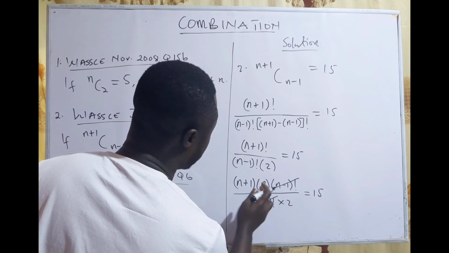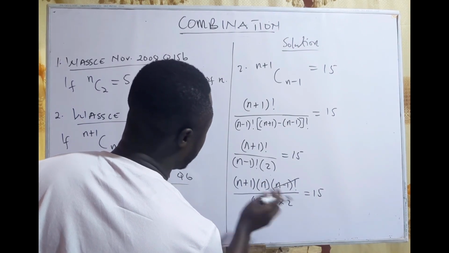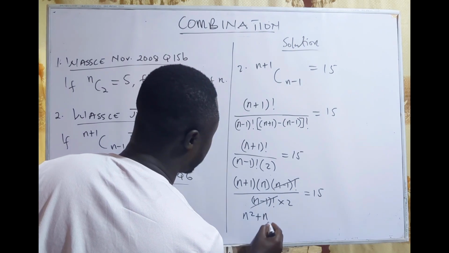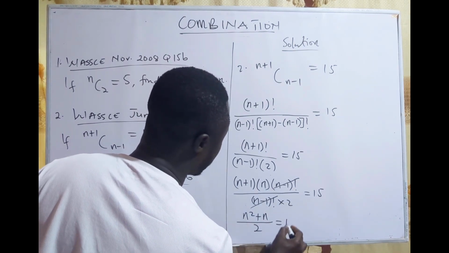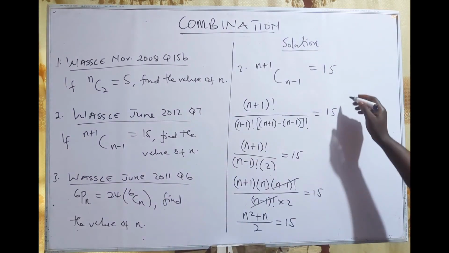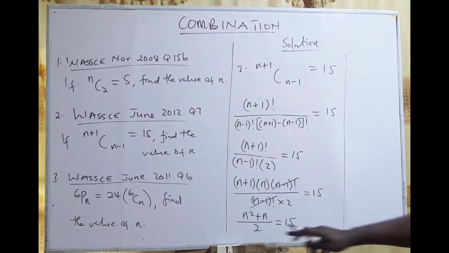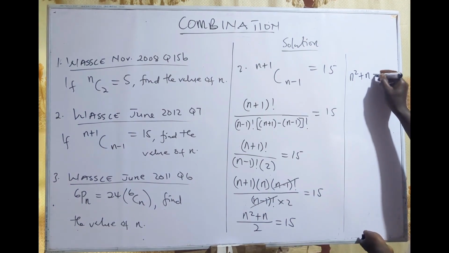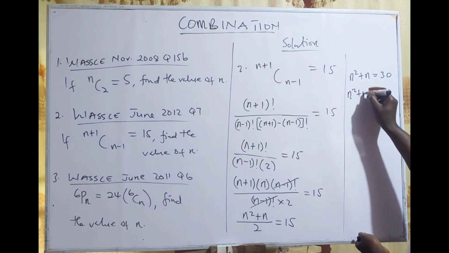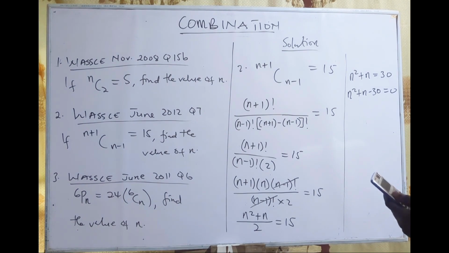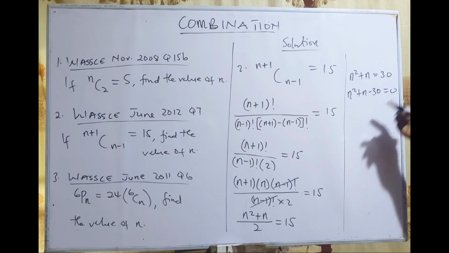Let me multiply the numerator. n times n gives me n squared, n times 1 gives me n, all over 2 equal to 15. So I'm going to multiply 2 by 15 to give me n squared plus n equals 30. So n squared plus n minus 30 will be equal to 0. Let's see if you can use the normal factorization method.